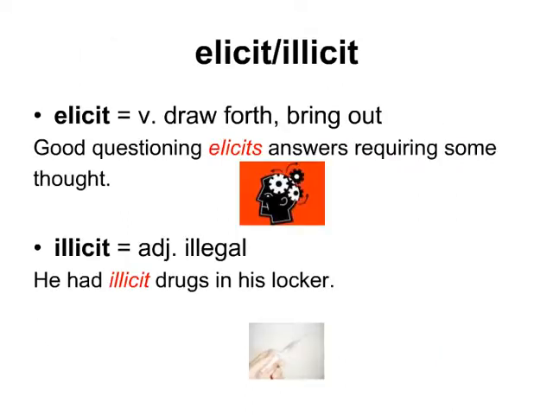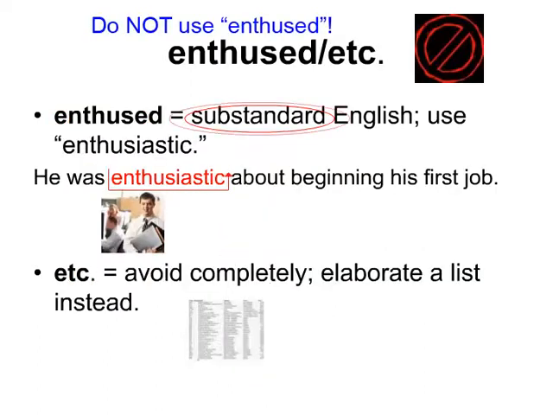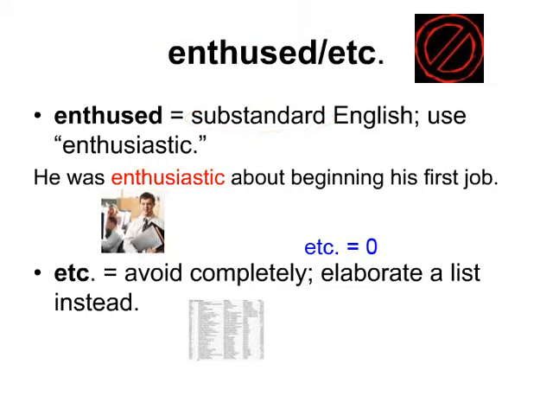Here again you can use structural analysis to use illicit and elicit. E means out from, and IL is a variation of IN meaning not. Also, illicit and illegal, the definition, begin the same way. People become enthusiastic about something. Also, avoid, etc. It really means nothing.